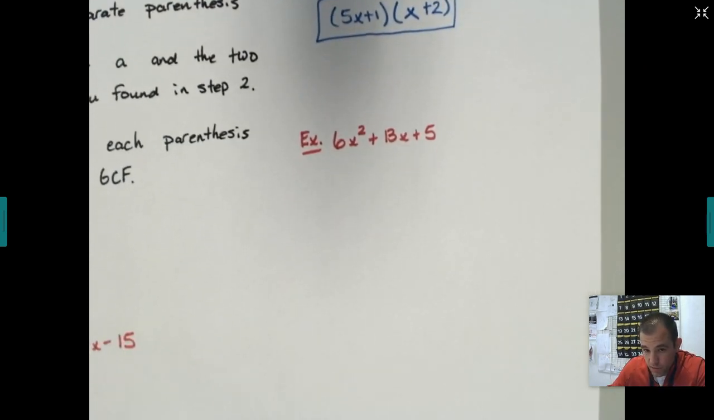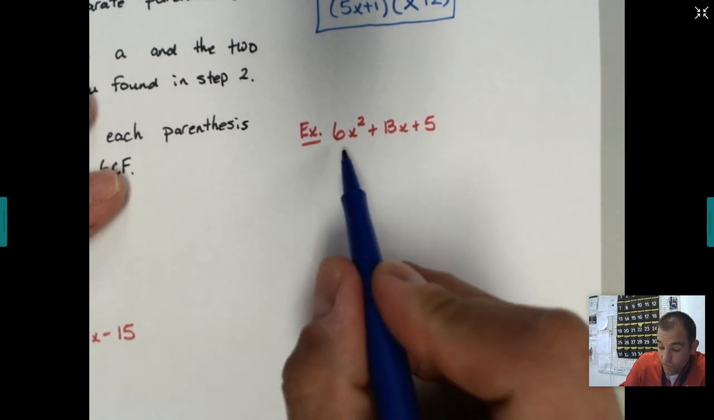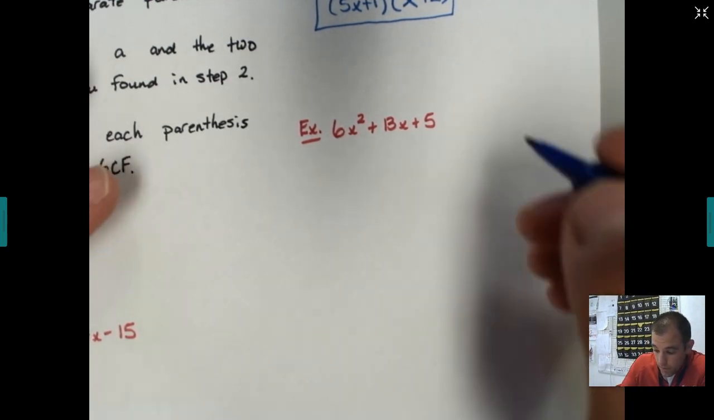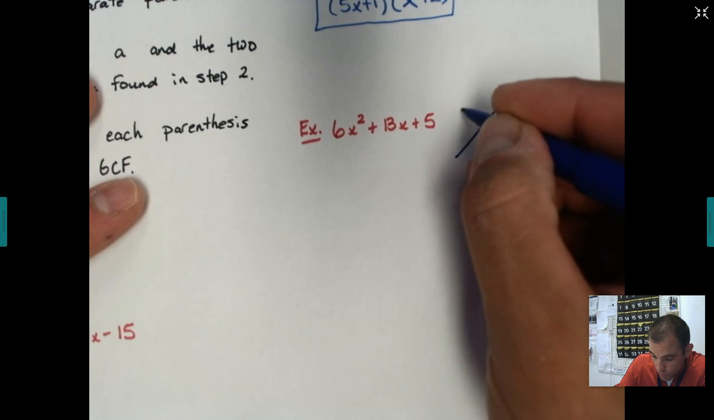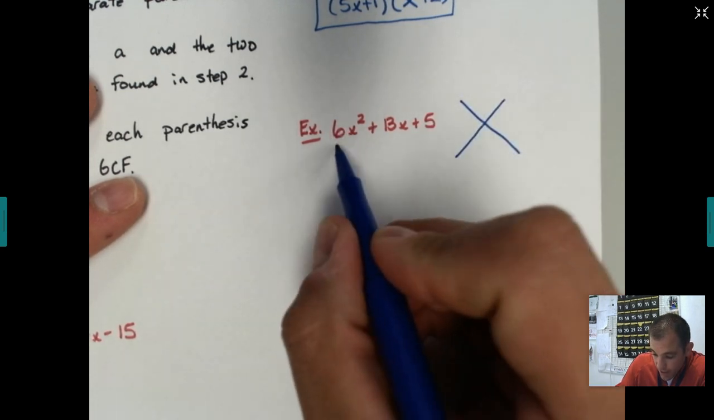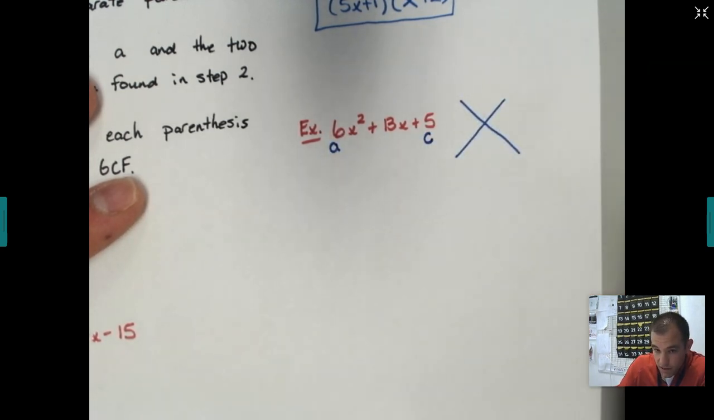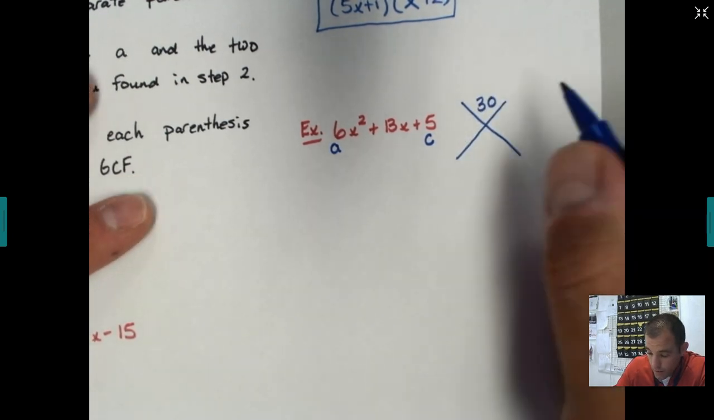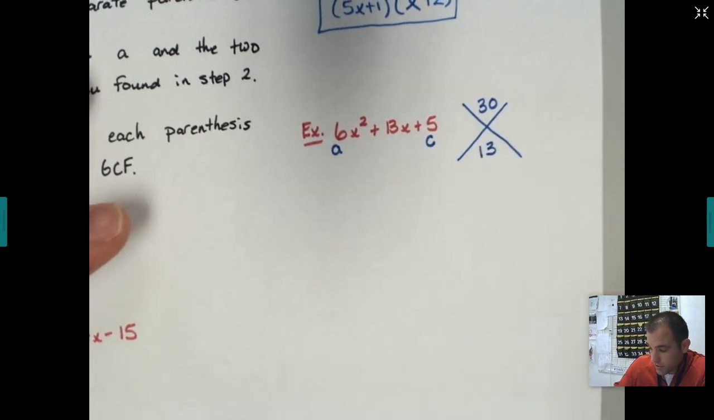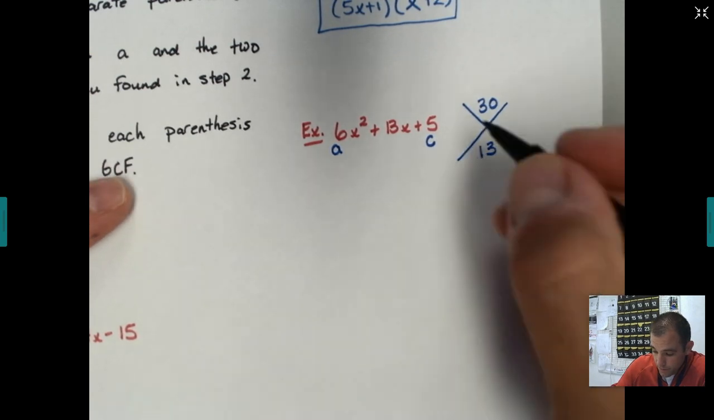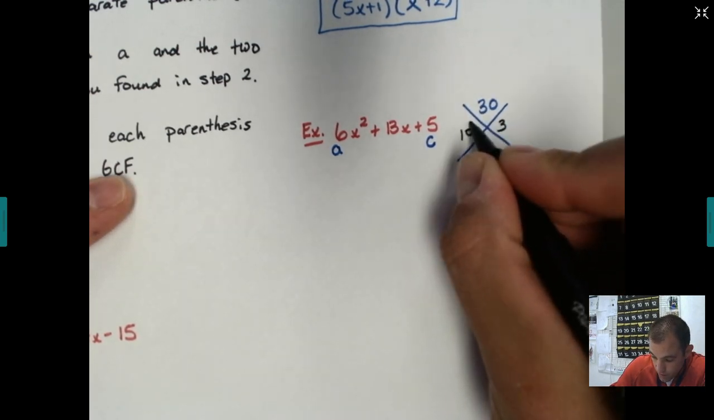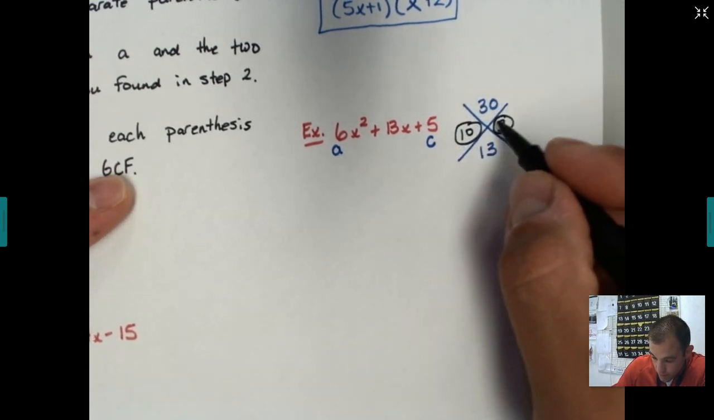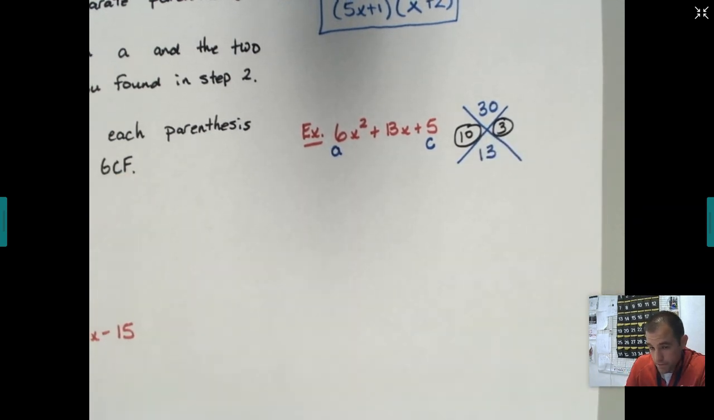Let's do this one. 6x squared plus 13x plus 5. So the first number is not 1. It actually doesn't even matter. We're always going to do the same steps. So we are going to take a, which is in front of x squared, and c doesn't have a variable, and multiply them together. 6 times 5 is 30. And then what multiplies to get 13? So multiplies to get the top, adds to get the bottom. In this case, that would be 10 times 3. 10 times 3 is 30. 10 plus 3 is 13. Okay? So I found my numbers.